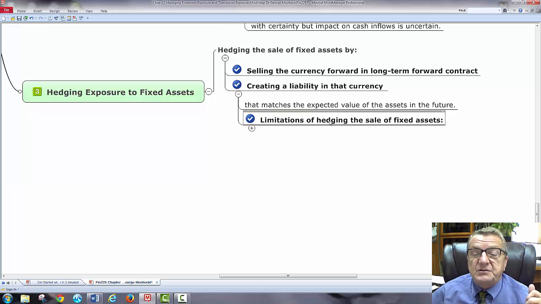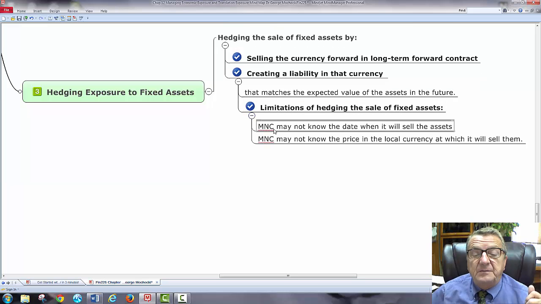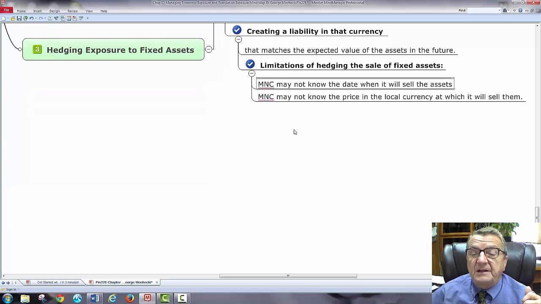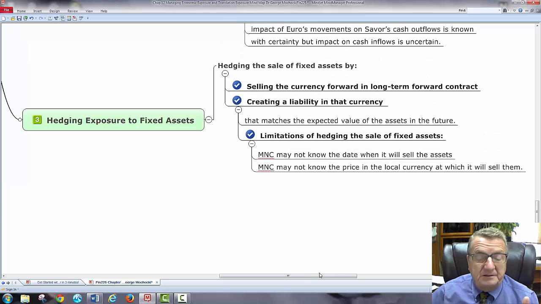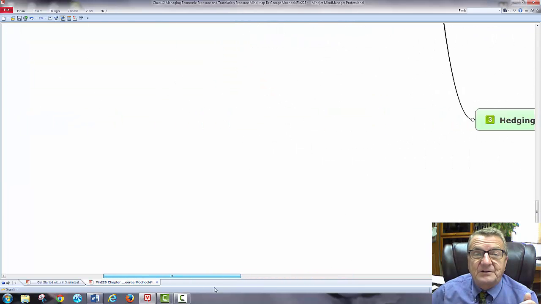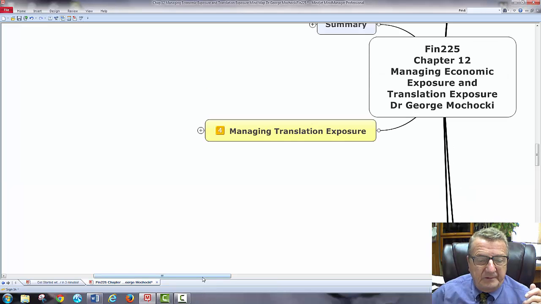Okay, limitations of hedging the sale of fixed assets. Basically, MNC may not know the date when it will sell the assets. So it's taking a guess. It's looking at, did I sell it too quickly or too late. MNC may not know the price in the local currency at which time they're ready to sell it, because in the future I could have some assumptions, but I don't have that. I'm not a time traveler, or I don't have that crystal ball that actually works.